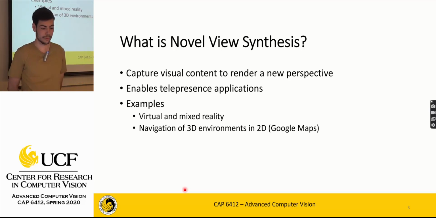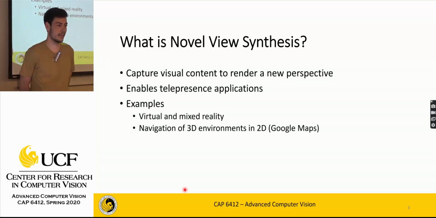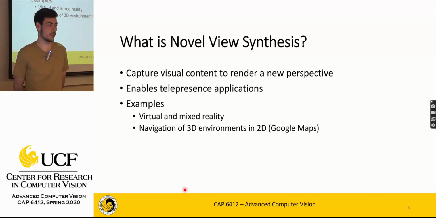So what is novel view synthesis? Novel view synthesis is capturing visual content from various camera points of view to render a new perspective. This enables telepresence applications. One common example is Google Maps, the use of 3D imagery within a 2D pane and being able to navigate through that scene. This is very commonly used in all of virtual and mixed reality solutions.